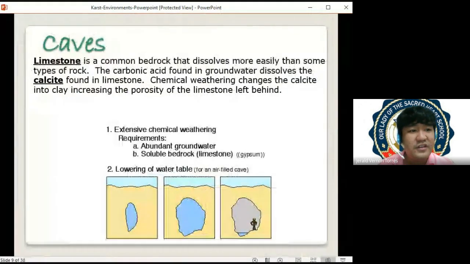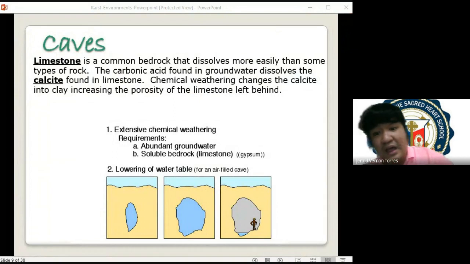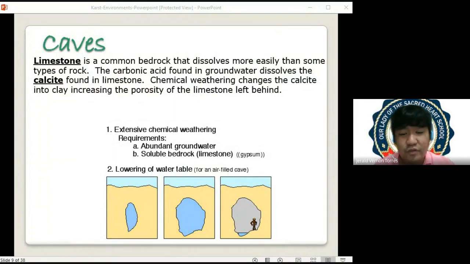So the question is, bakit ba tayo nagkaka-caves? How do we form caves? So usually, yung mga caves natin, it is formed in a soft parent rock. Nabubuo siya sa mga soft parent rock such as limestone, chalk and calcite. So kung soft yung parent rock natin, there is a possibility na ma-dissolve siya ng groundwater.